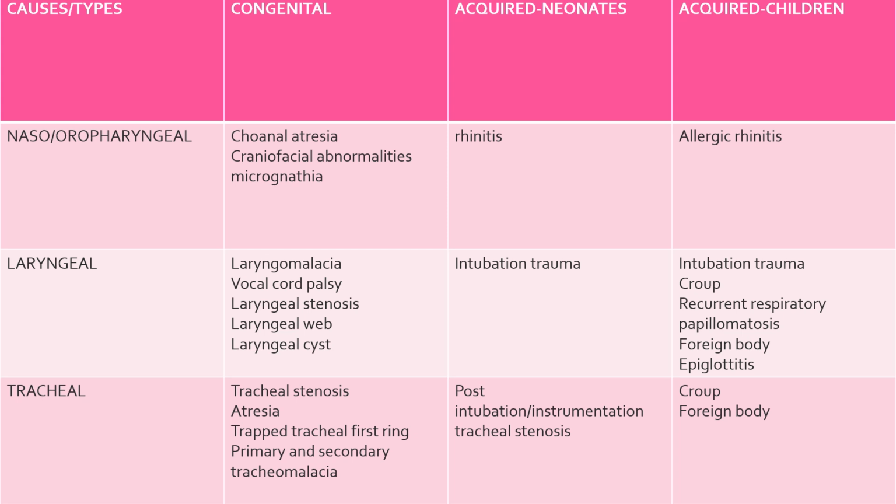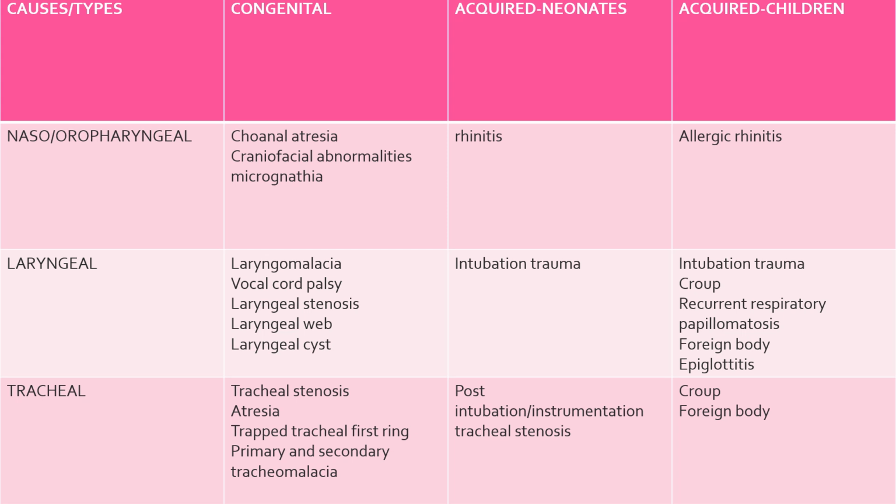Let us see the various causes of upper airway obstruction. I have listed only the very important ones. Nasopharyngeal or oropharyngeal obstruction. Congenitally, it is due to choanal atresia, craniofacial abnormalities, micrognathia. Acquired in neonates, rhinitis. Acquired in children, it is due to allergic rhinitis.